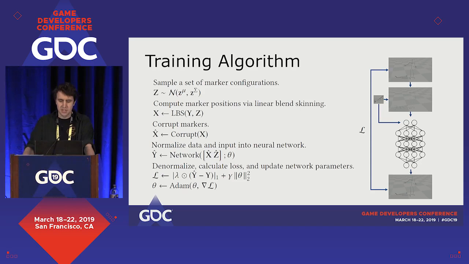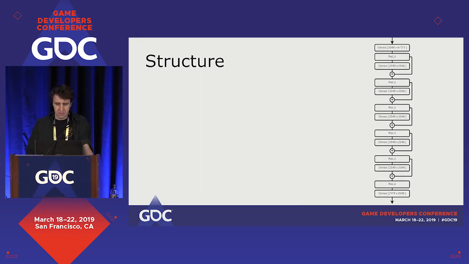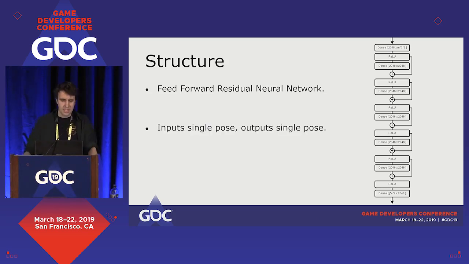We denormalize, and we calculate the difference between what we got and our original input. And this is what we use to train the network. And all of this process is done on the fly during training. The type of network we use is a feed-forward residual neural network. I'll explain what that is in a bit. It takes as input a single pose and it outputs a single pose.